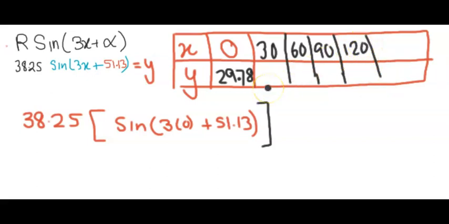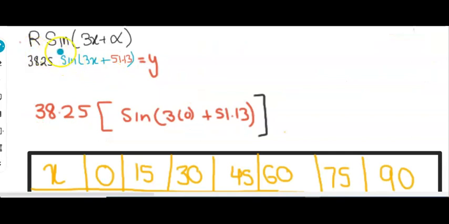And that value is 29.78. The other value I got is 24.003. The other value I got is minus 29.78. And the other value I got is minus 24, and so on.